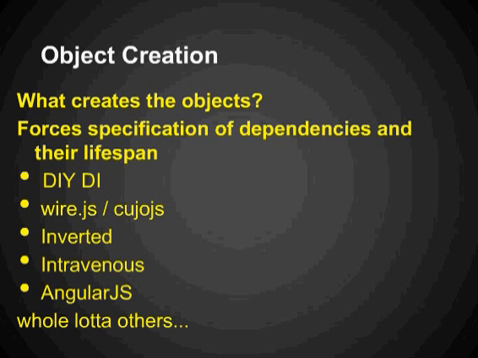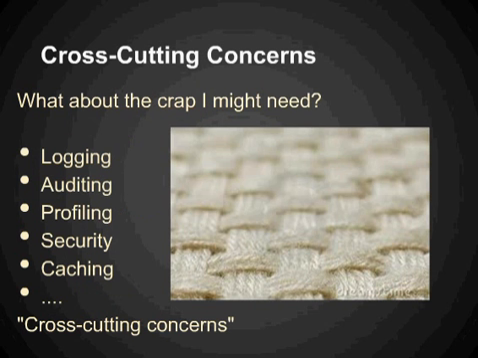Wire.js is probably the most popular. AngularJS also does this. You can also do your own dependency injection. If your application isn't that complicated and you're only creating, say, 5 or 10 objects at the beginning, you could just wire them all up yourself and then pass them to your highest level application object and then call go, and then you're off and running.